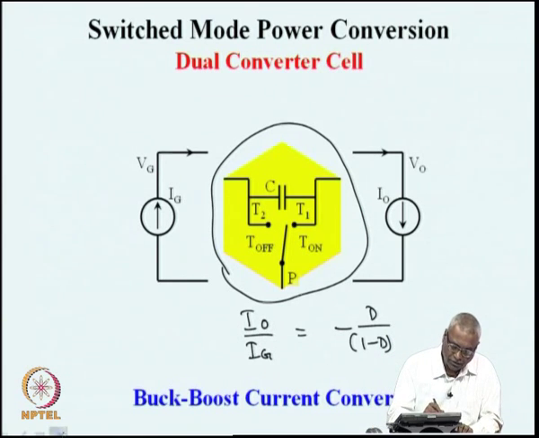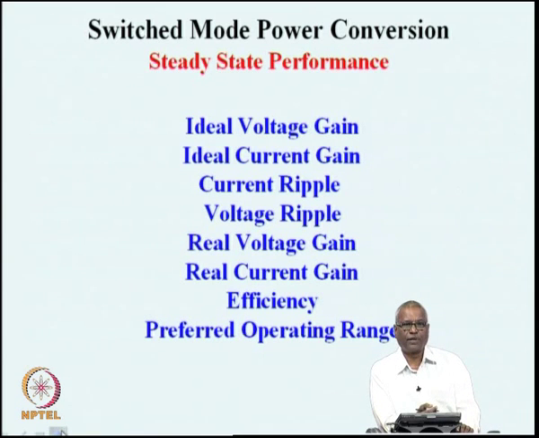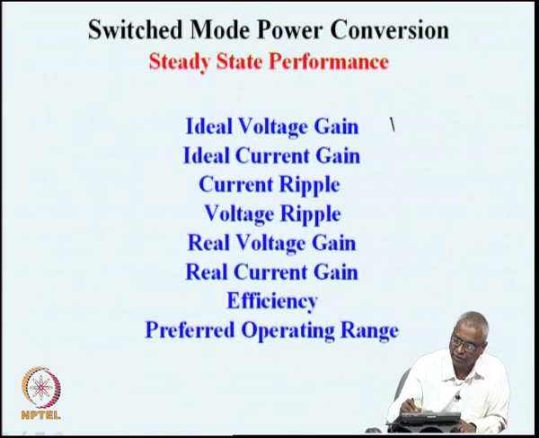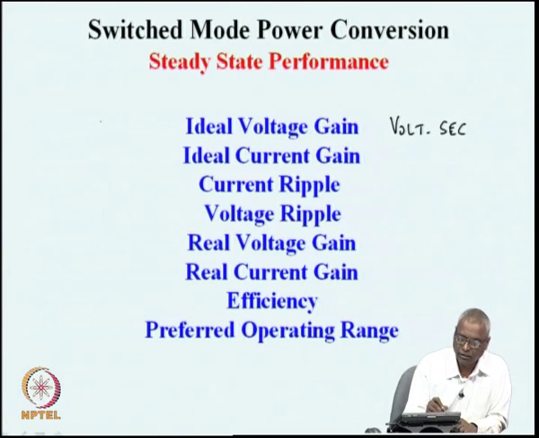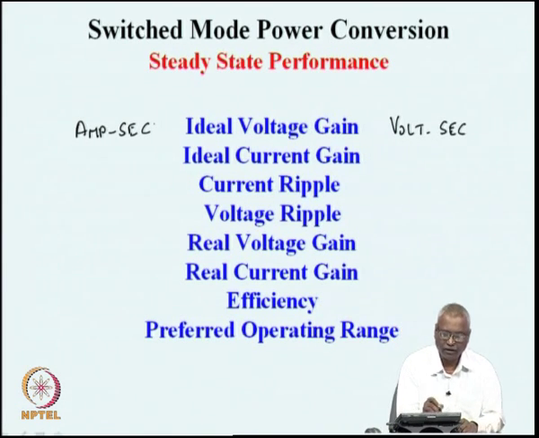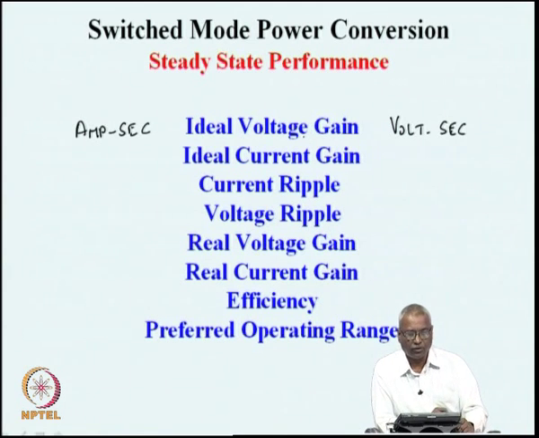And we see that in all these converters, it is possible to find out the voltage gain, current ripple, voltage ripple, real voltage gain, real current gain, efficiency, and then the preferred operating range, all of them through the different steps that we had seen. The ideal voltage gain will be done by volt second balance on the inductor or ampere second balance on the capacitor. So, in the capacitive energy storage element, to find out this gain, current gain or voltage gain, we will use the ampere second balance or volt second balance.